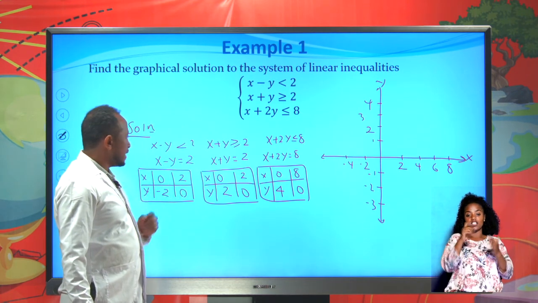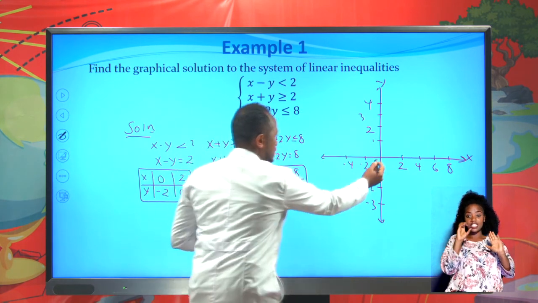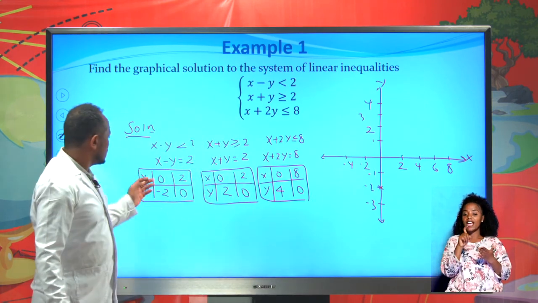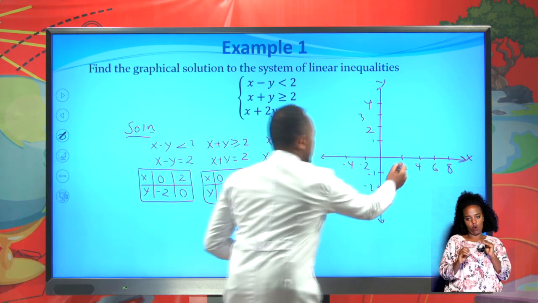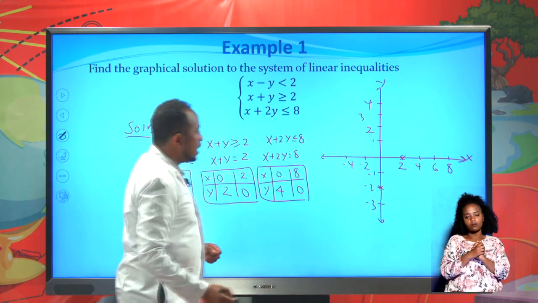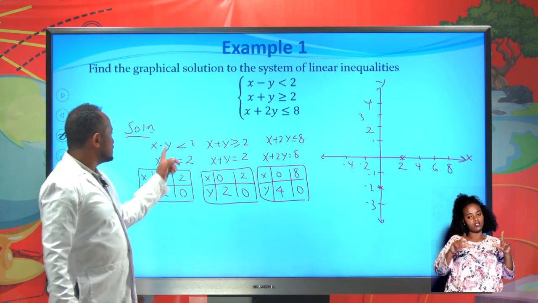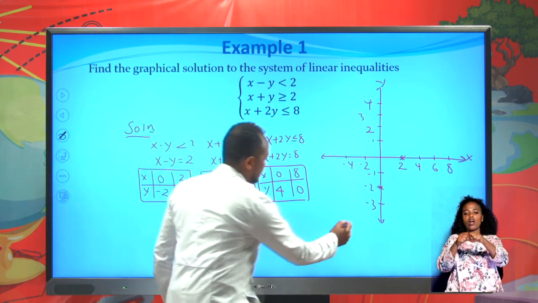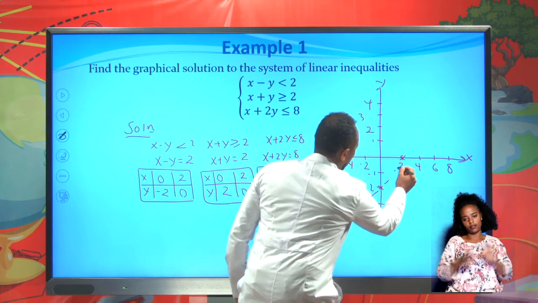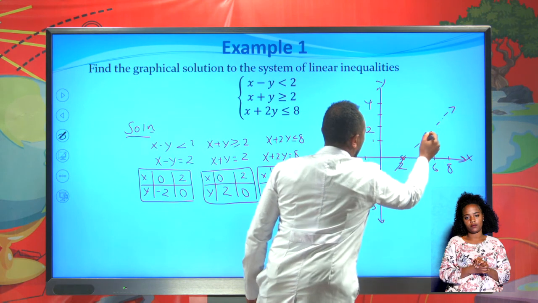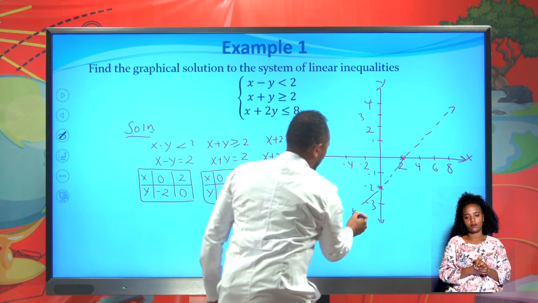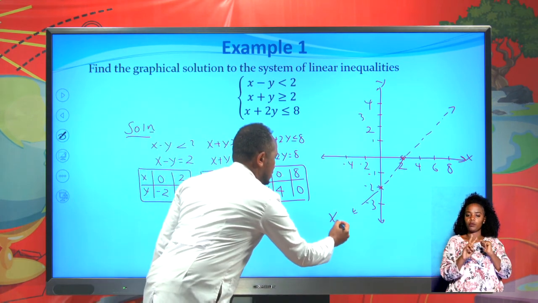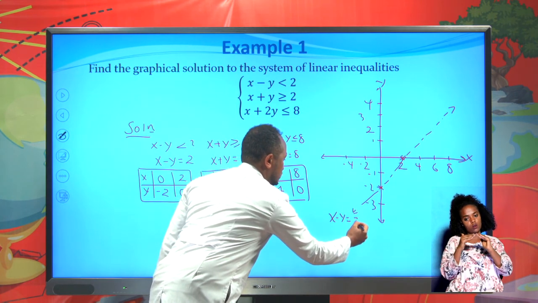So let's draw the graph for this one, the boundary line. When x is 0, y is minus 2 at this point. And when x is 2, y is 0 at this point. So I can draw a line passing through these two points. Since this is inequality, it doesn't include the border line. So I use broken line for this part. So this is the line x minus y is equal to 2.